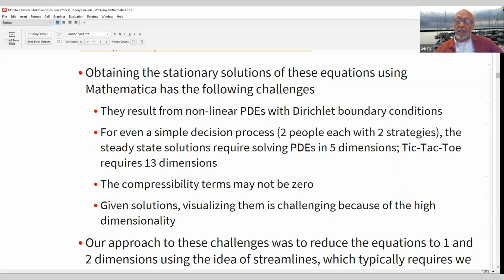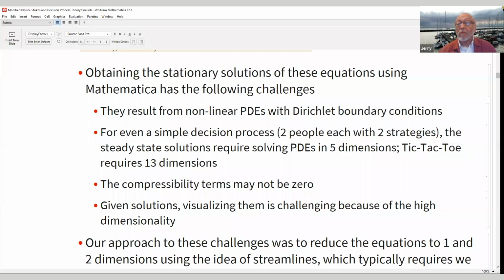The next challenge is that even for very simple processes, two people playing a game, each with two strategies, and we look at steady state, so we can remove time as a variable, the partial differential equations are in 5 dimensions. An even simpler game, you might think, which is tic-tac-toe, has 13 dimensions.